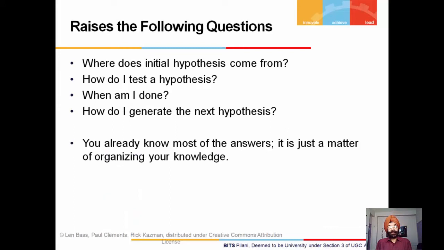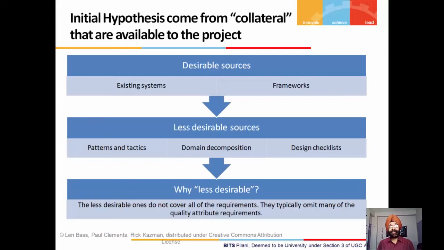Now, this raises a number of questions. Where will the initial hypothesis come from? Who will test? When do we decide that we have got what we wanted? And how do we go around generating the next hypothesis? Okay. Initial hypotheses come from collaterals. Collaterals are material available to the project. They could be existing systems, they could be frameworks that are to be deployed.